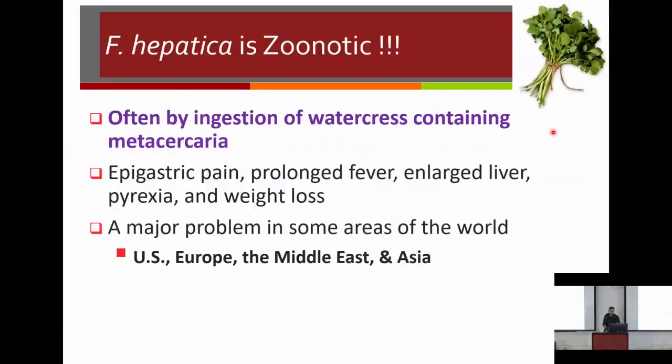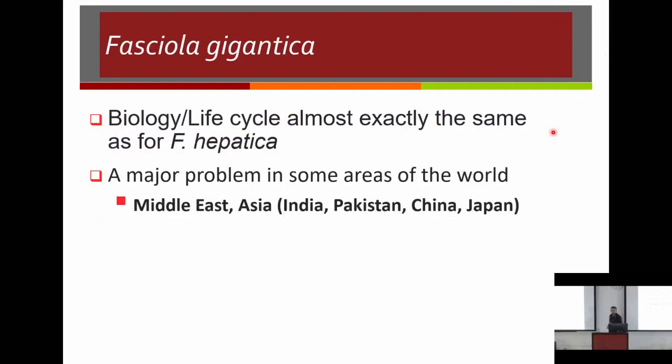So once the human is infected, they have a prolonged fever, an enlarged liver, and epigastric pain. This problem is very, very common in the US, Europe, the Middle East, and Asia. The zoonotic importance is really, really concerning.